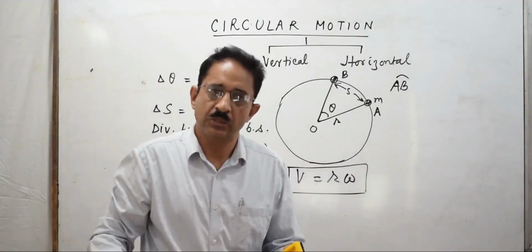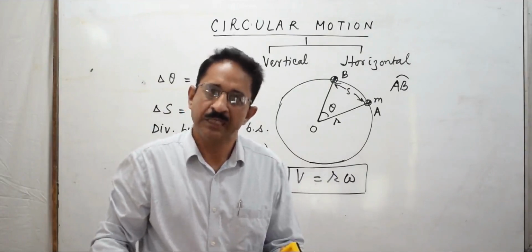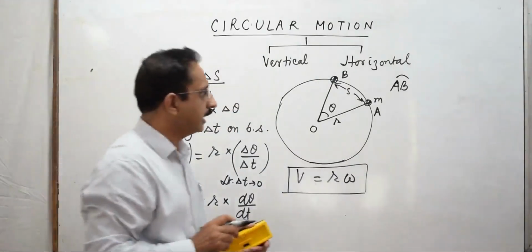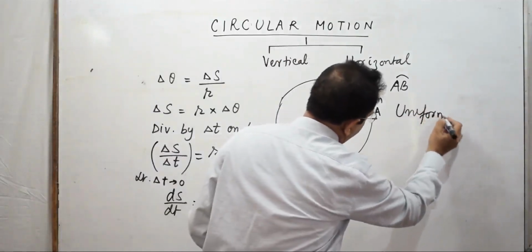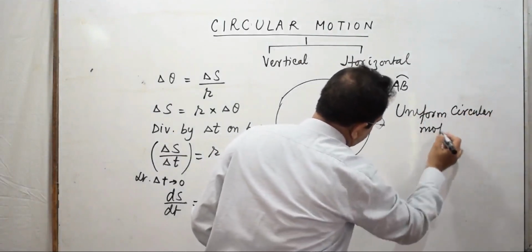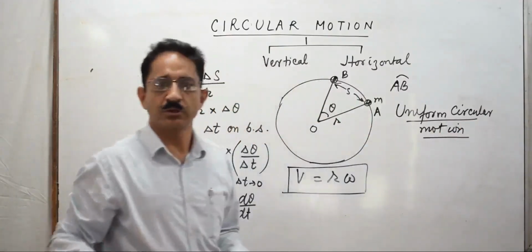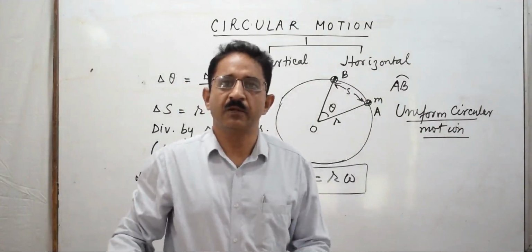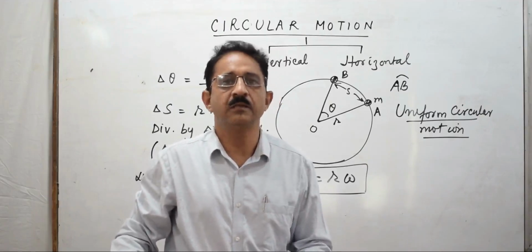This relation is always true, but we have a very special type of circular motion initially to deal with. जिस circular motion की हम बात करने वाले हैं, that circular motion we will call as a uniform circular motion. Now what is a uniform circular motion? The word uniform here does not mean that it is actually a uniform motion. Be careful about it. इस nomenclature में कई बार हम confuse करते हैं कि uniform circular motion is a uniform motion. The answer is no.